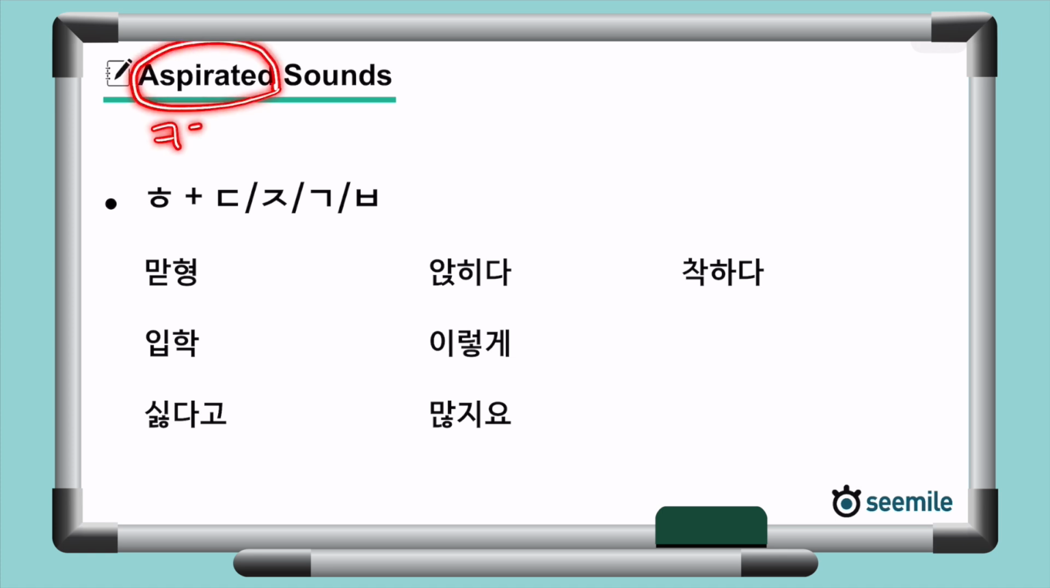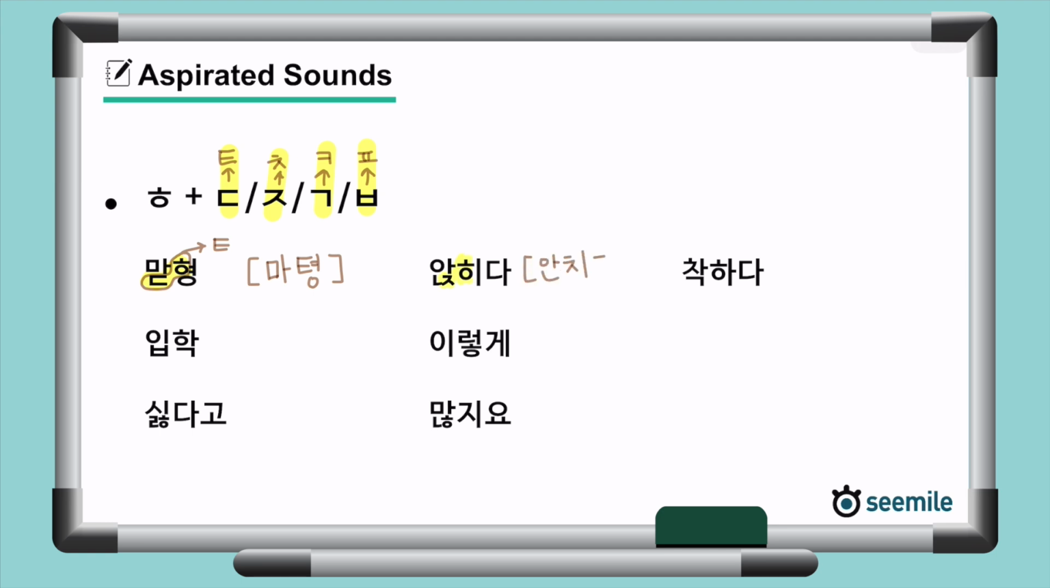Yes, that's right, aspirated consonants. When the consonant 히읗 meets 디귿, 지읒, 기역, and 비읍, they combine to produce the sounds 트, 츠, 크, 프, respectively. How? Look at this word. The final consonant 디귿 and the following initial consonant 히읗 should be combined as 티귿, and as the result, the correct way to pronounce this word would be 맏형. Likewise, these next words are pronounced 안치다, 착하다, 입학, 이렇게, 싫다고, 많지요.